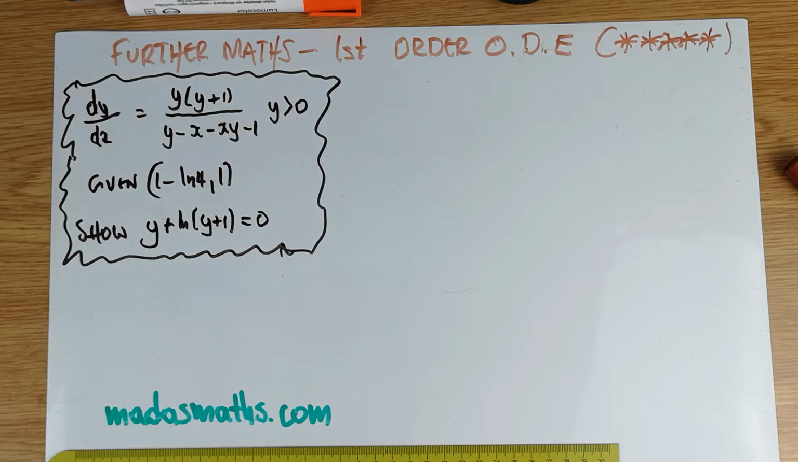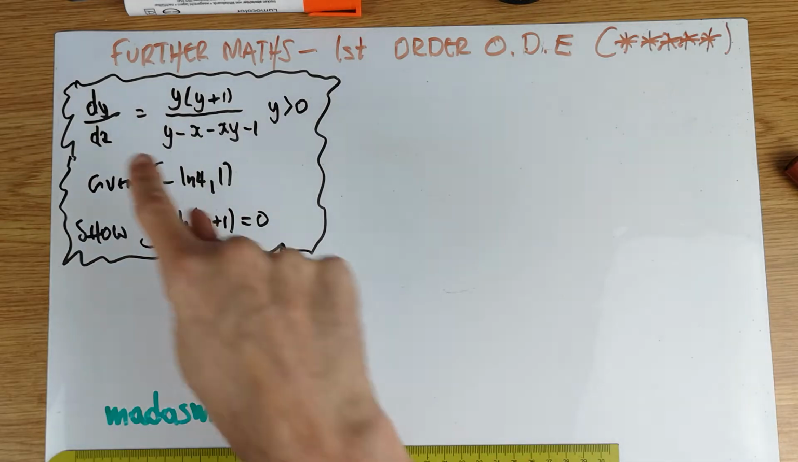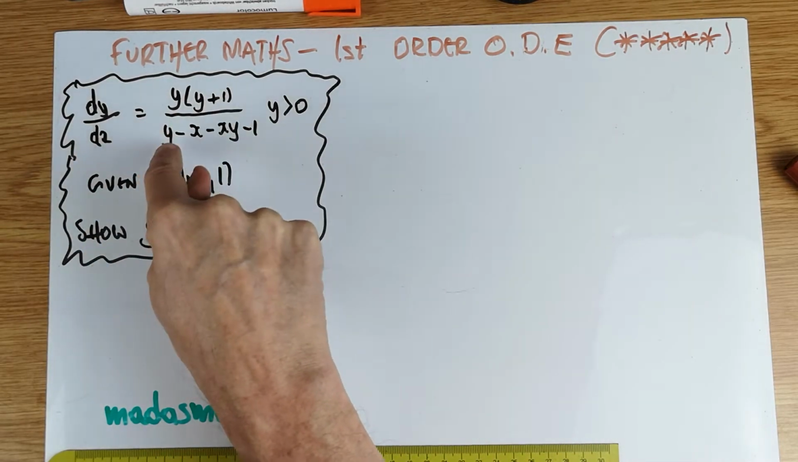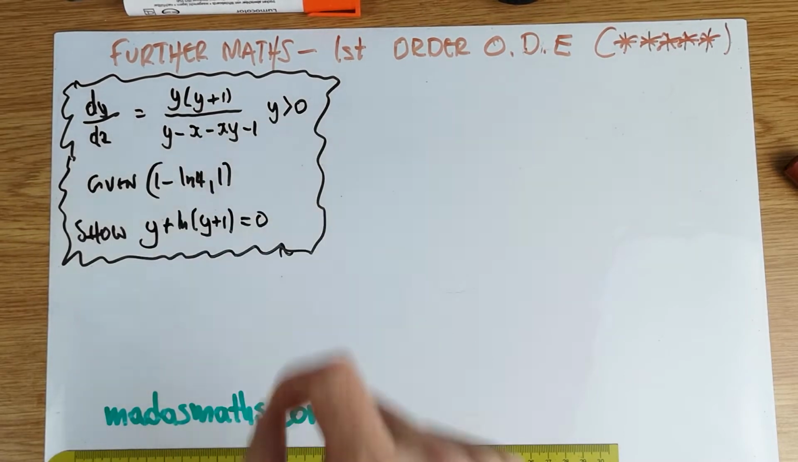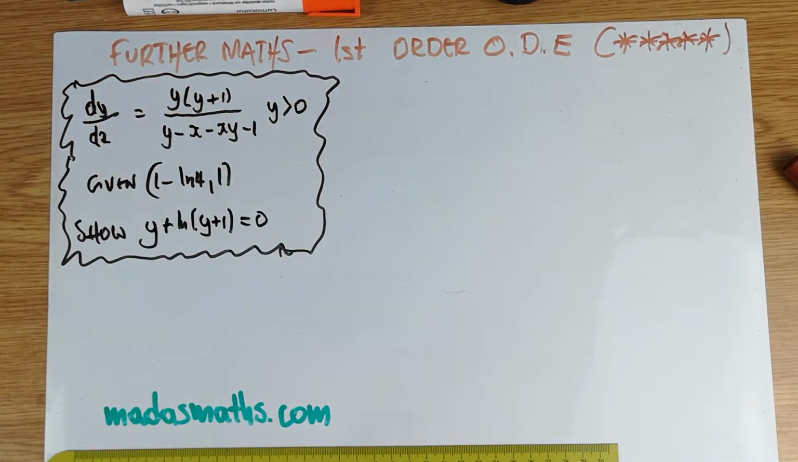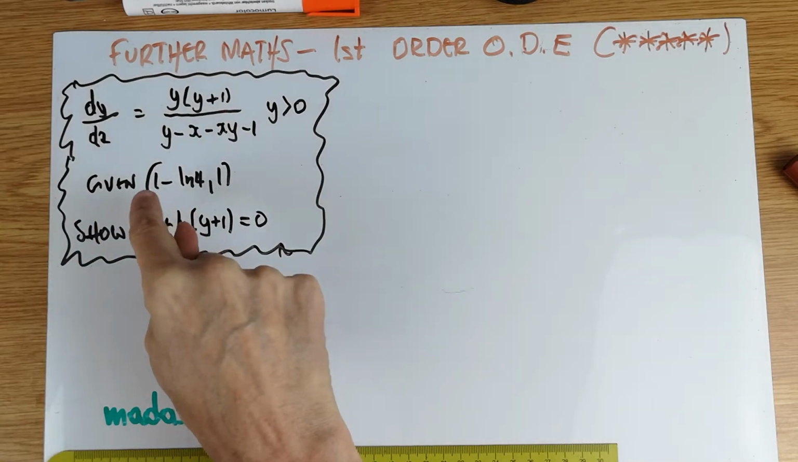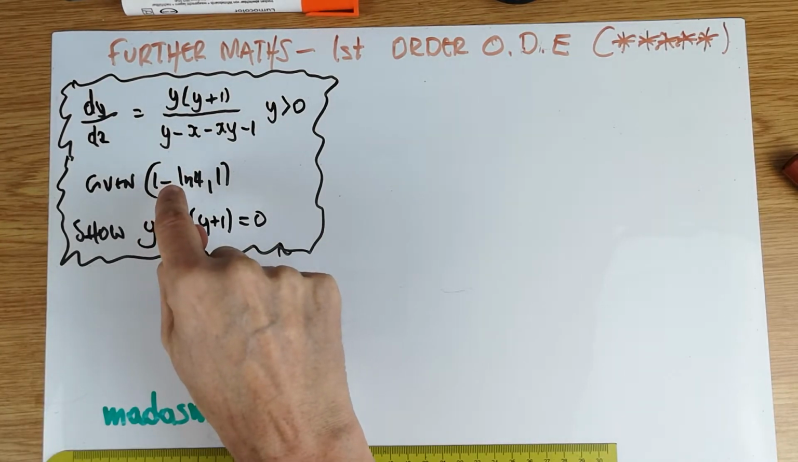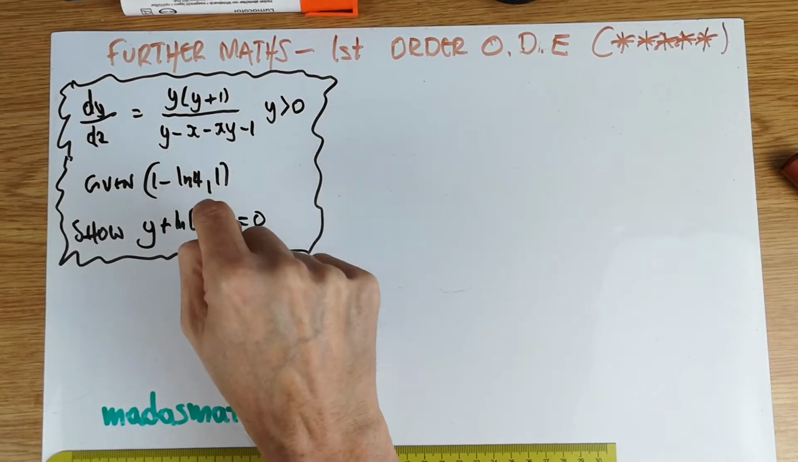This is actually a first order differential equation from further maths. It's enrichment material. It's the start that is a little bit hard. The differential equation dy by dx is equal to y(y plus 1), and we have an ugly looking denominator, y minus x, xy minus 1, where y is a positive number, subject to the boundary condition x is 1 minus log 4 and y is equal to 1.